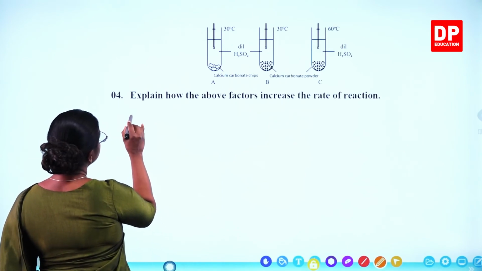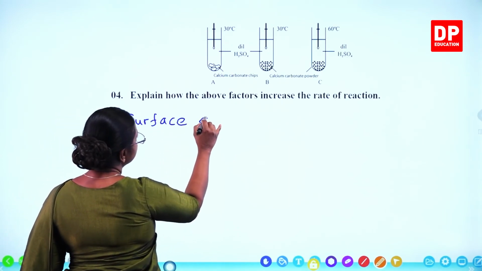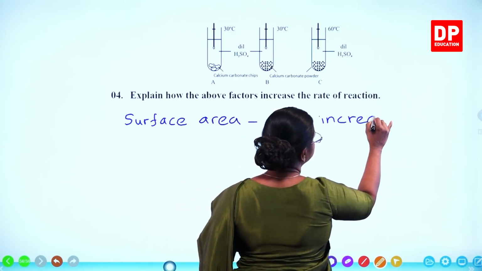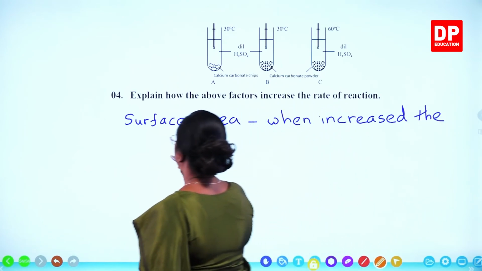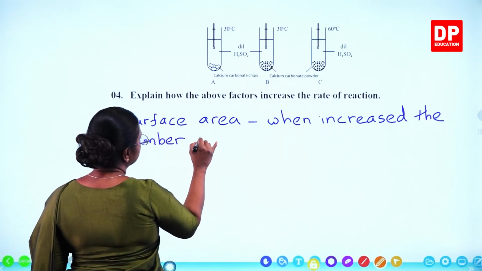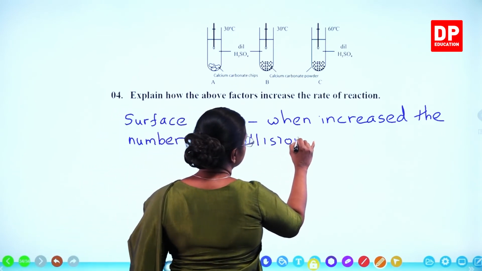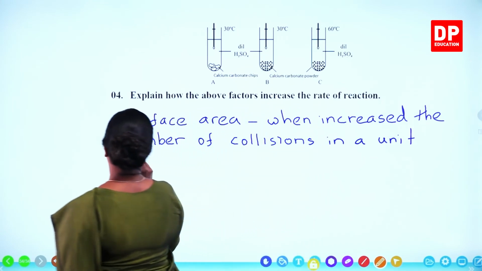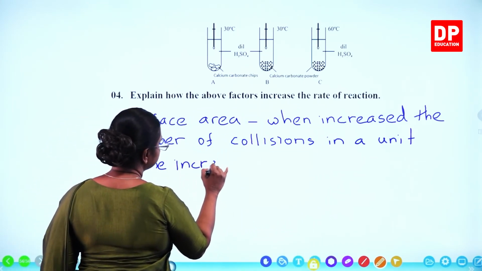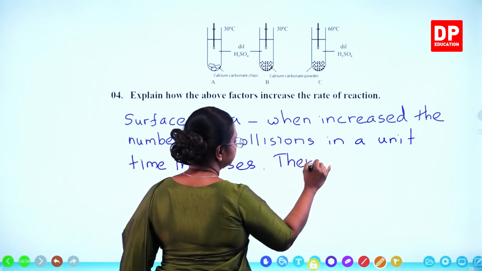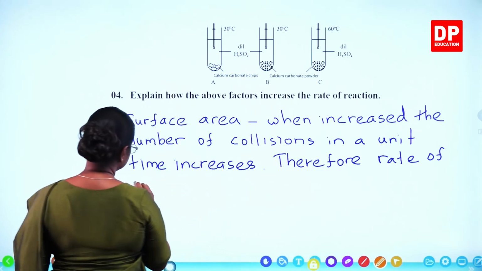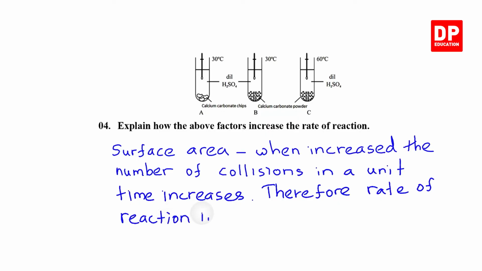So explain. Now if we say surface area, when increased, the number of collisions in a unit time increases. Therefore, rate of reaction increases. So that is one factor.